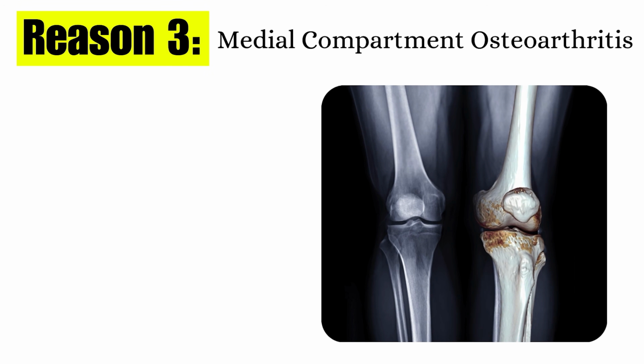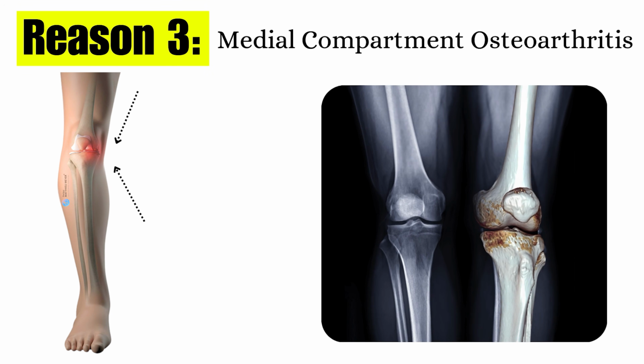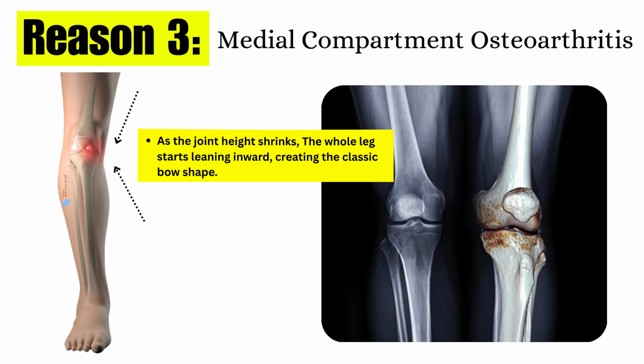The third reason is medial compartment osteoarthritis. Cartilage loss on the inner knee is a major culprit. As the joint height shrinks, the whole leg starts leaning inward, creating the classic bow shape. This is most commonly seen in people over 50 years of age.